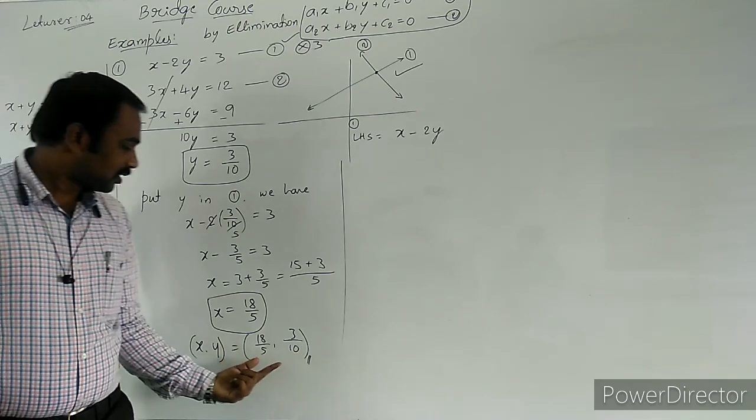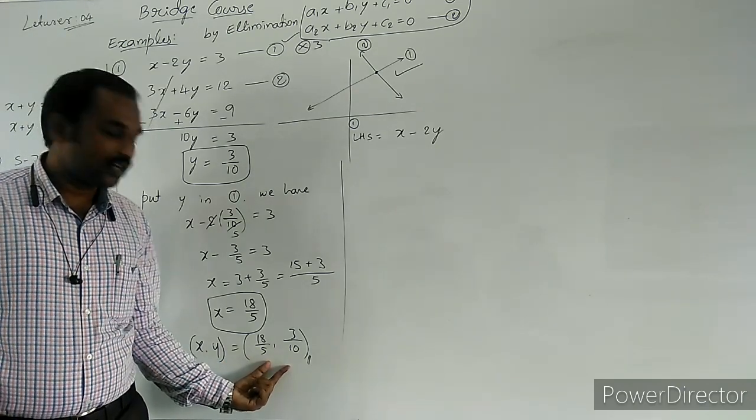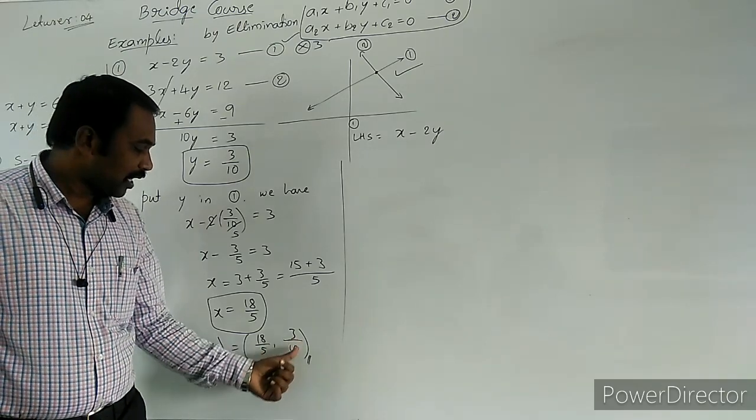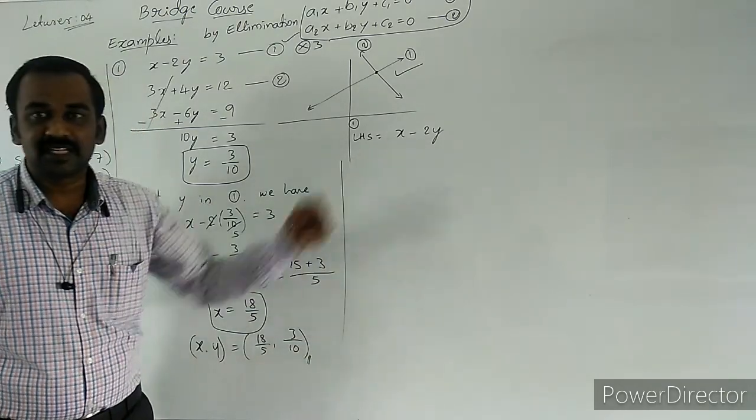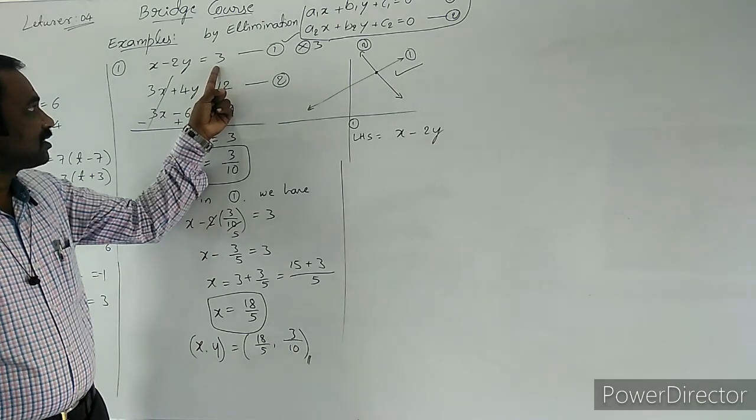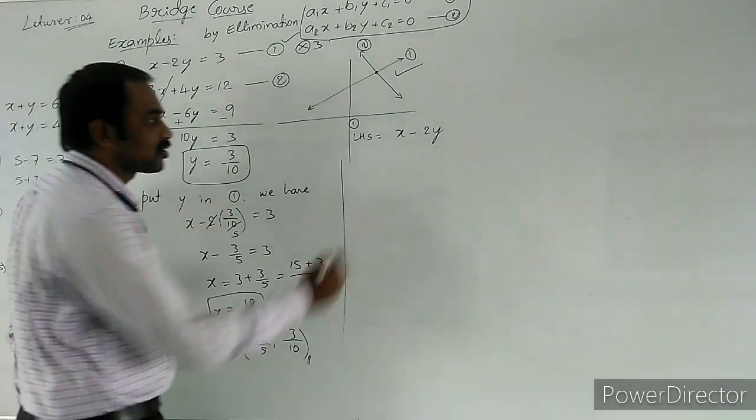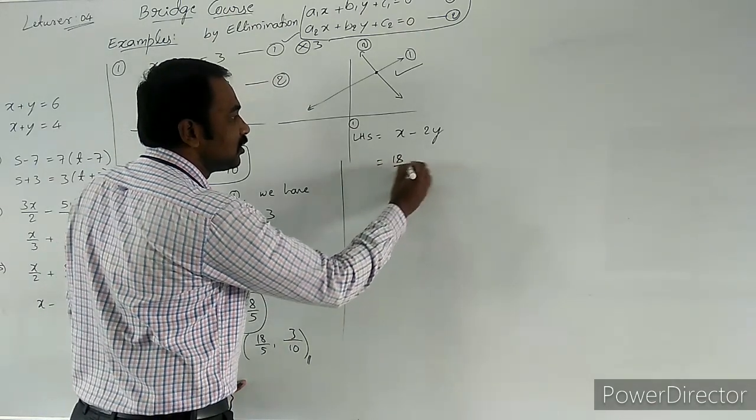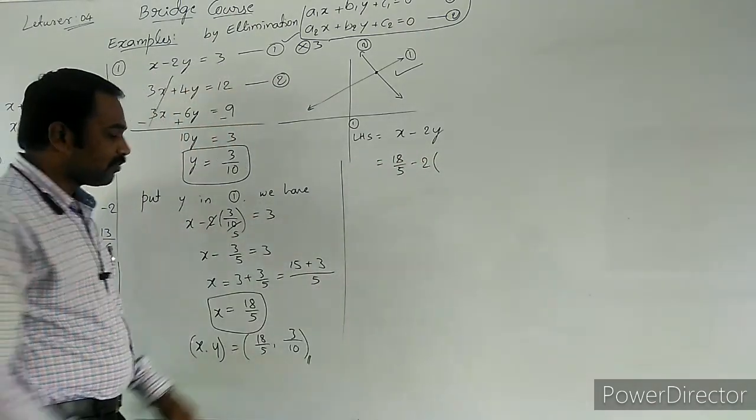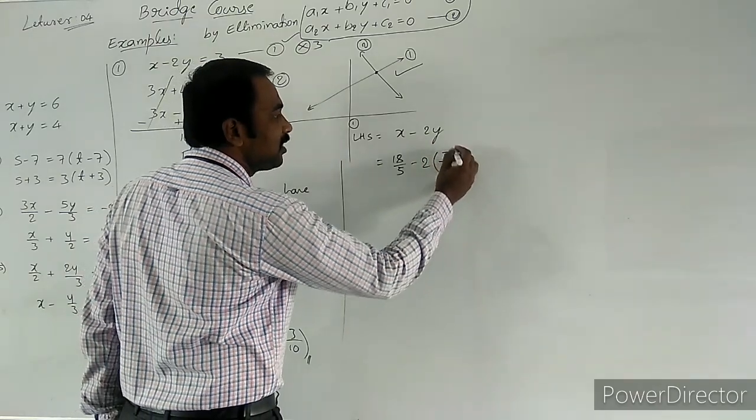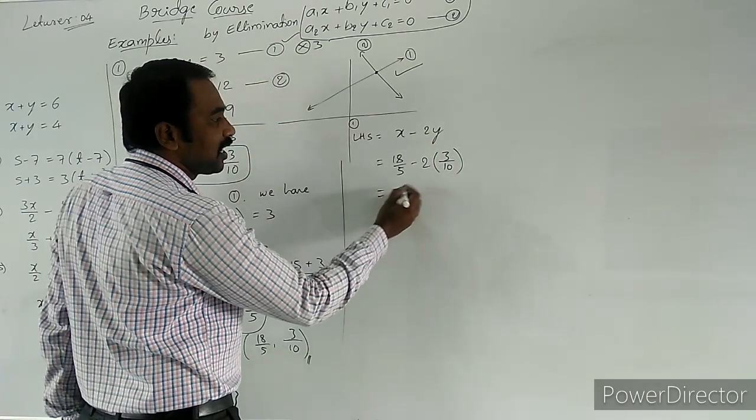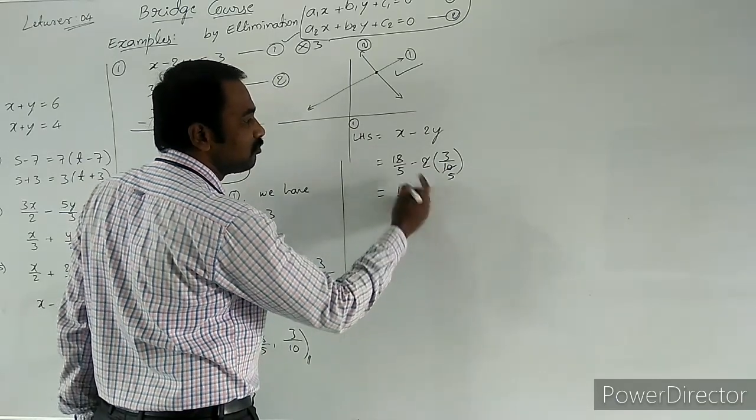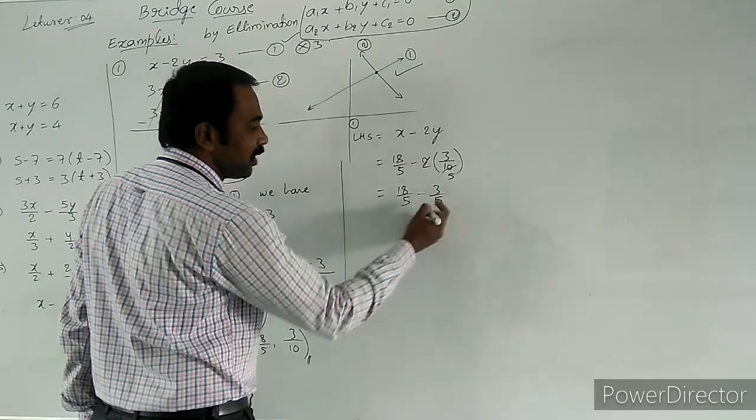So I would like to verify whether my answer is correct or wrong. For that reason I am replacing the x value 18 by 5 and y value 3 by 10 in this LHS. If we get the RHS, that is 3, then our answer is correct. Let's cross verify. What is the x value? 18 divided by 5 minus 2 into the y value, which is 3 divided by 10. Simplify. What will we get? 2 ones are 2, 5 twos are 10, so 18 divided by 5 minus 3 divided by 5.